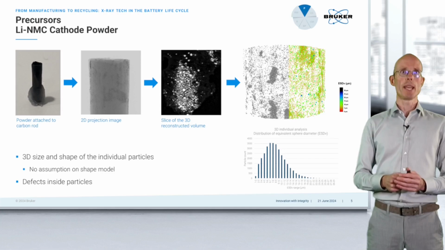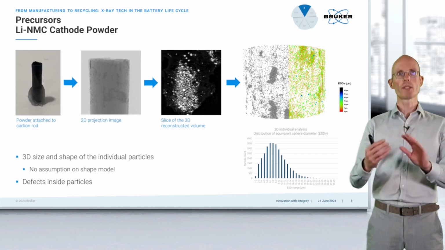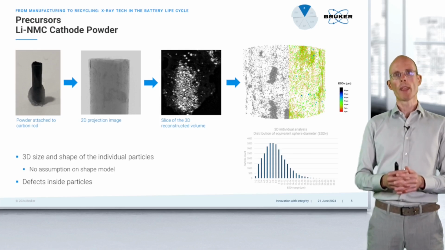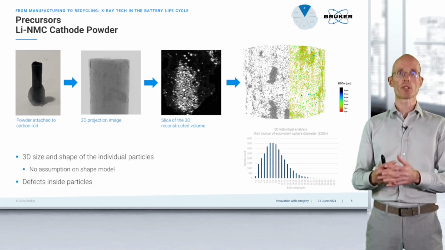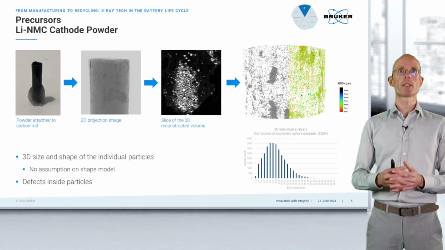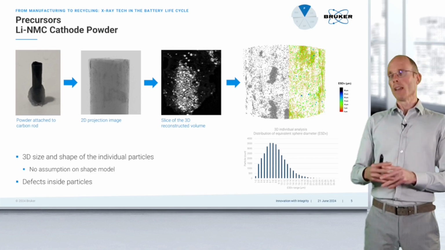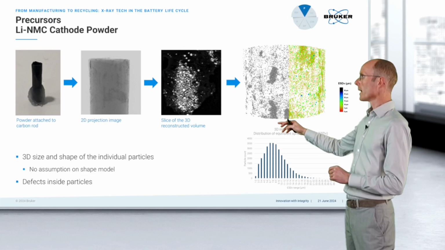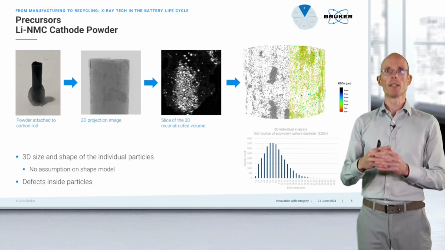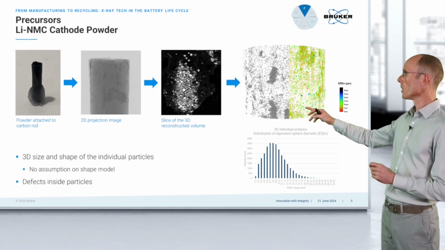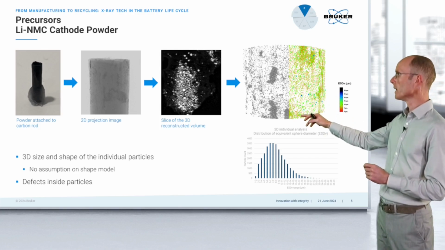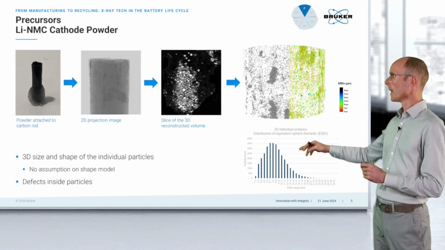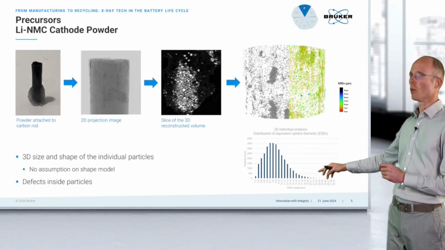The first example is an NMC cathode powder that was stuck to a carbon rod just to separate the particles a little bit. You see in the center the 2D projection image, and next to it a slice of the 3D reconstructed volume. You see indeed the high-density NMC powders. Then on the rendered model, we can do a complete evaluation of the particle size. That's partially color-coded here, highlighted with this color coding. Large particles are in blue, whereas smaller particles are in green or even in red. And we get a complete distribution of the particle size.